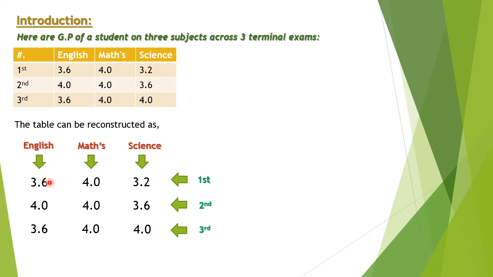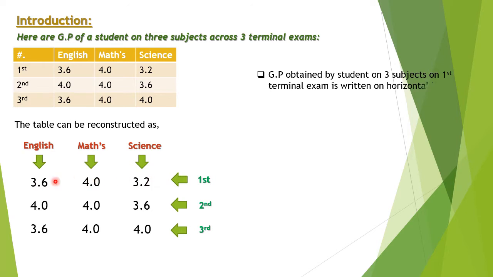You can see terms are horizontal. All the GPs on second term, you can see 4.0, 4.0, 3.6 in a horizontal line, 3.6, 4.0, 4.0 on a horizontal line, that is the GP obtained on third term. Grade point obtained by a student on three subjects on the first terminal examination, you can see it's written on a horizontal line, isn't it? It's written in a horizontal line.